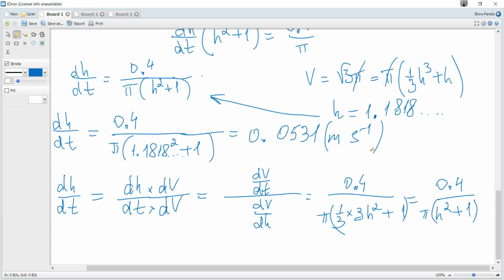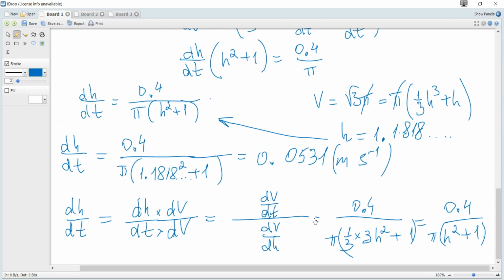And also we need to find h when volume is equal to half its maximum value. To find this h, substitute and calculate dh/dt. And that's all for this question.